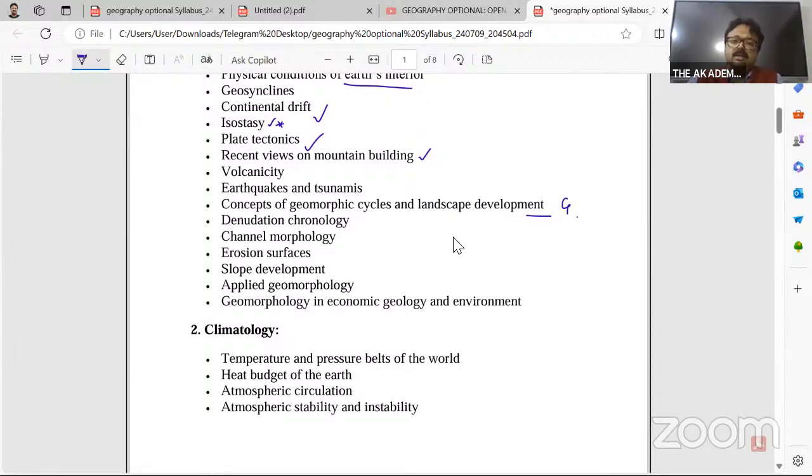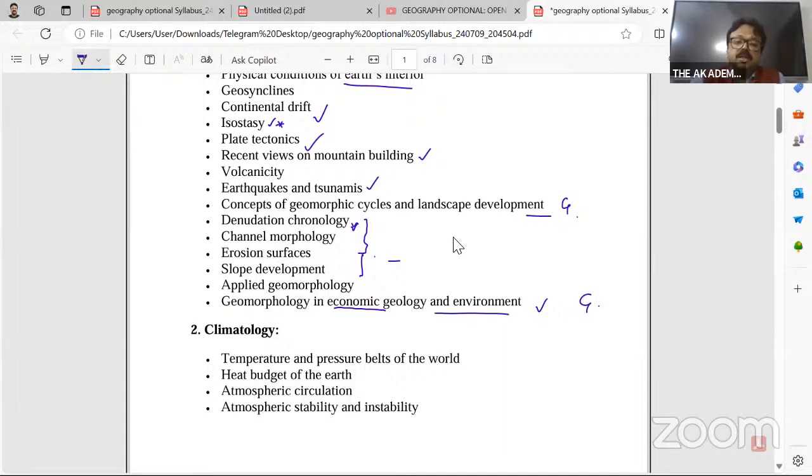But yes, earthquake and tsunami is part of your GS. Channel morphology, denudation chronology, erosion surfaces. This is core geography, which is part of only geography optional. But geomorphology and economic geology and environment, this is part of your GS also.